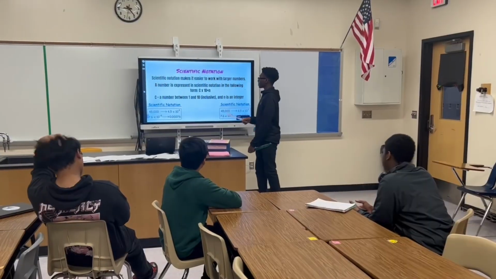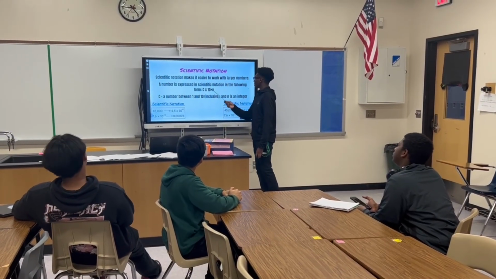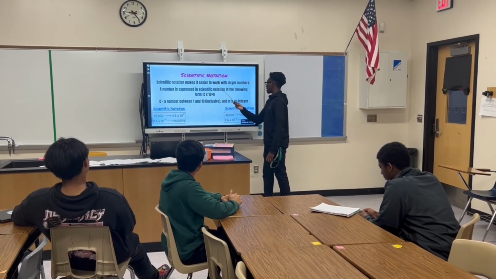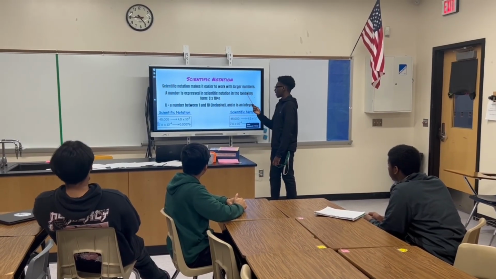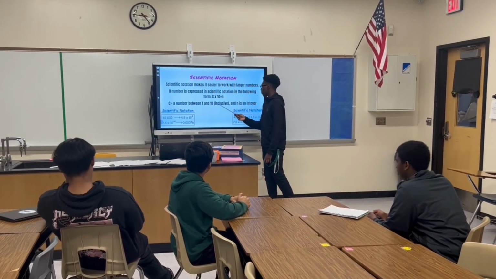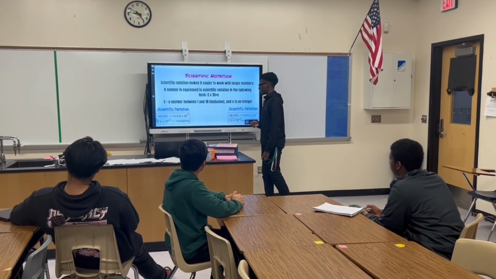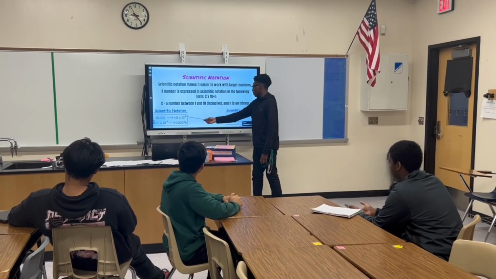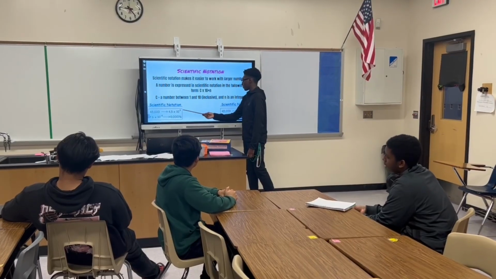All right, so next topic is scientific notation. Scientific notation makes it easier to work with larger numbers. A number is expressed in scientific notation in the following form: C times 10 to the power of n, where C is a number between 1 and 10, n is an integer, and n is obviously the exponent. So here's an example, 45,000 converted to scientific notation. It's 4.5 times 10 to the power of 4.